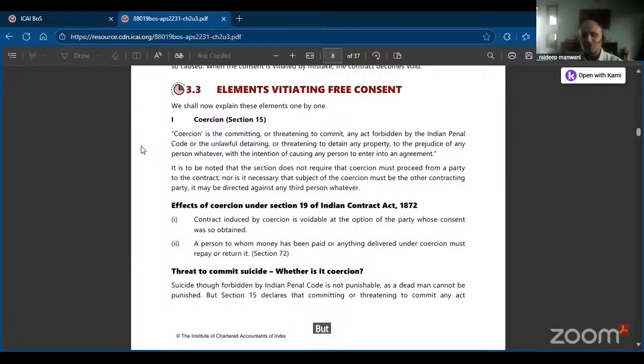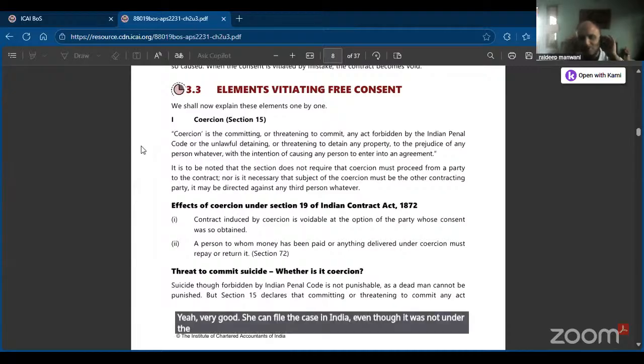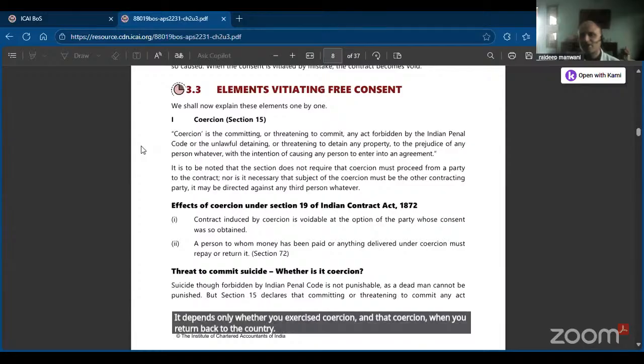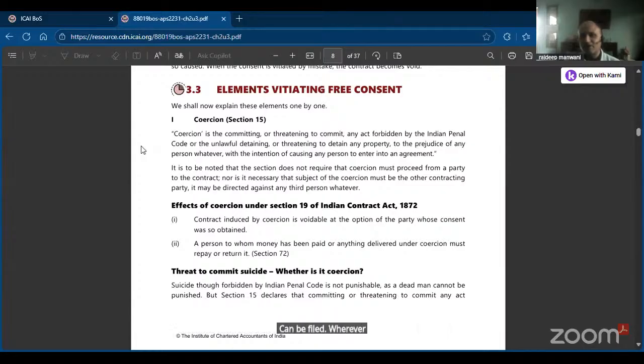But it was not under the jurisdiction, no? It was the high seas, right? But coercion is under the law of India, she can file a case, right? Yes, very good. She can file the case in India, even though it was not under Indian waters. When you come back, you can file. Coercion is independent of the place and the time. It depends only on whether you exercised coercion, and when you return to the country, the case can be filed wherever you have entered into the contract.